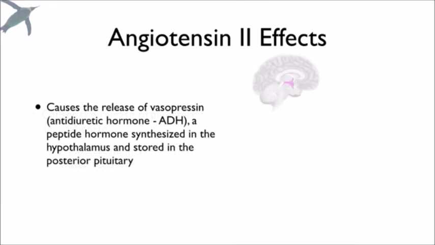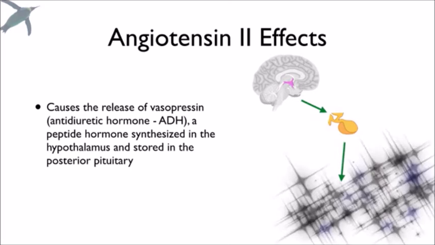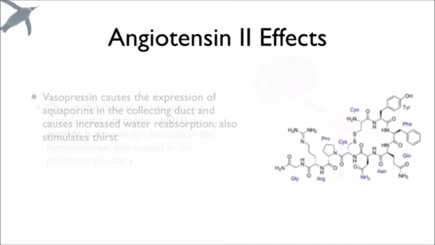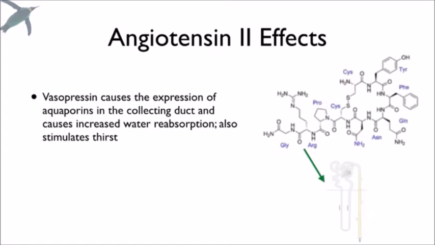And finally, we're going to have the release of vasopressin, or ADH. This is a hormone that is made in the hypothalamus. It's stored and released by the posterior pituitary gland. And what vasopressin does here is it acts on the cells of the collecting duct, and it causes water to be reabsorbed. And it also stimulates thirst.